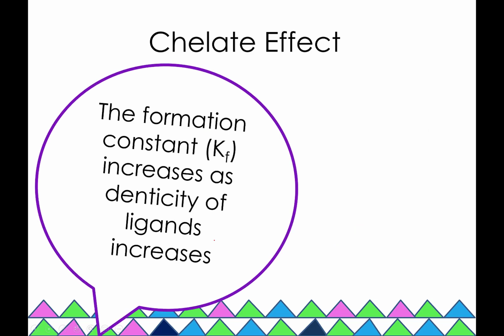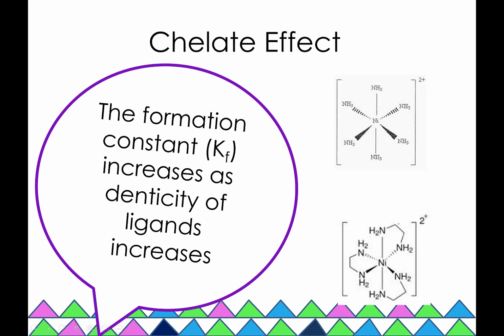The chelate effect simply says that the formation constant Kf increases as the denticity of ligands increases. So if we had two similar complexes, this is nickel 2+, here we have hexaamine, and here we have tris ethylene diamine nickel 2+. What we would predict from the chelate effect is that the formation constant for this nickel 2+ compound with bidentate ligands would be greater than this complex with monodentate ligands. So let's look at the numbers.